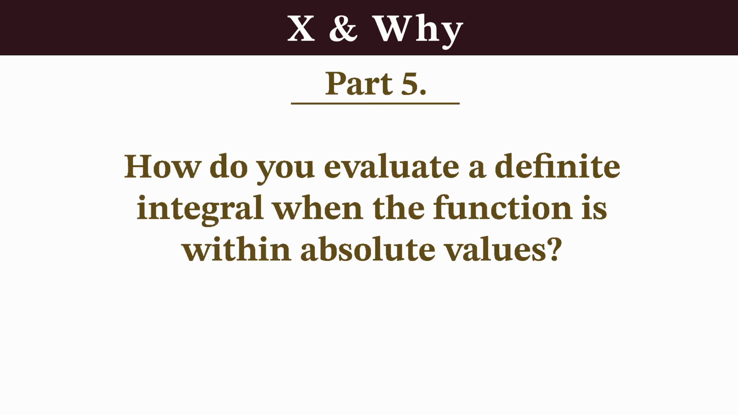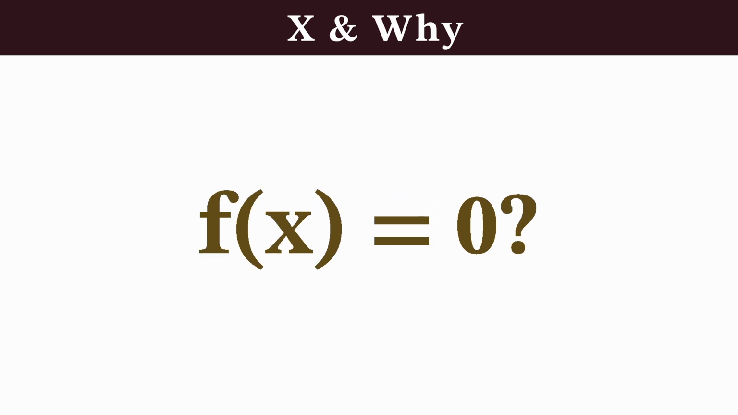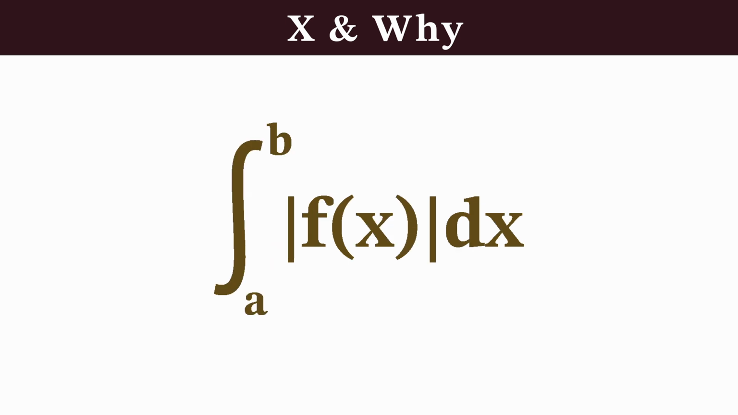Part 5. How do you evaluate a definite integral when the function is within absolute values? To evaluate the integral of the absolute value of a function from a to b, first find the points where the function equals 0. You do this because that's where the function switches from positive to negative or the other way around. Then break the integral into sections at those points.